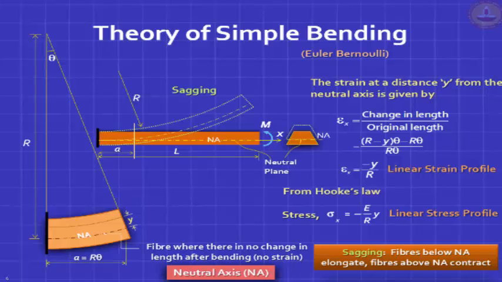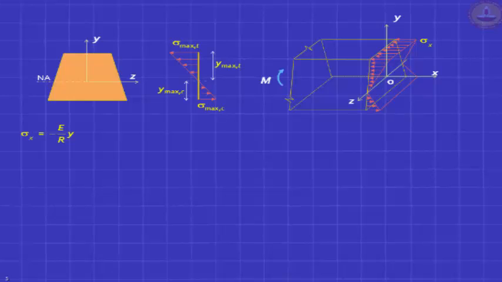So the definition of sagging curvature, which we treat as positive in civil engineering applications: fibers below the neutral axis elongate, fibers above the neutral axis contract. Now let's recall that the beam is actually three-dimensional, and here's a three-dimensional picture of the beam. You can see the linear variation in the stress. It should be compression on top and tension at the bottom.